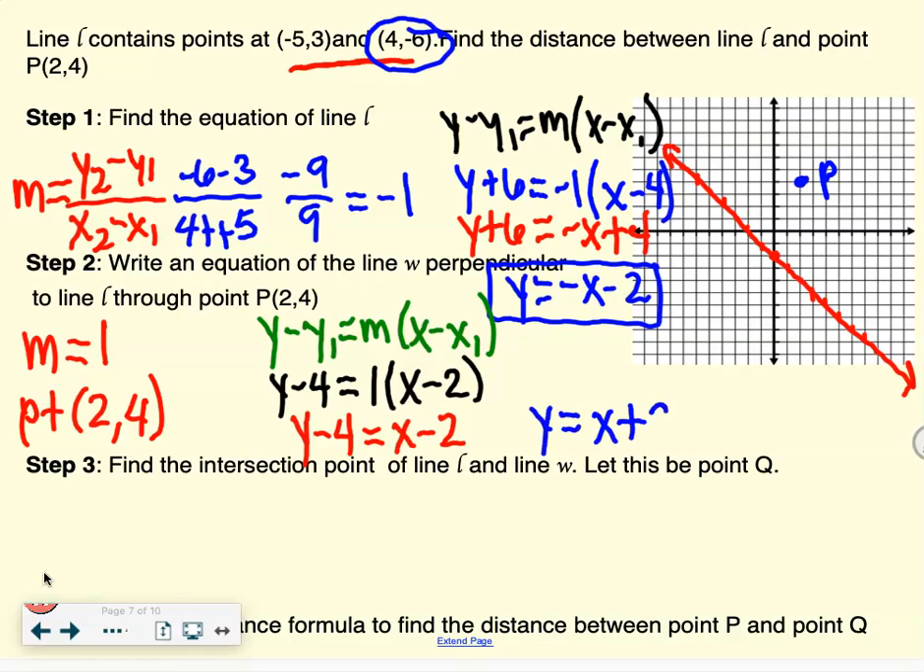Why do I have -4? Because my y coordinate is 4, so when I plug it in, it's -4. Are you okay from there? Yep. Okay.